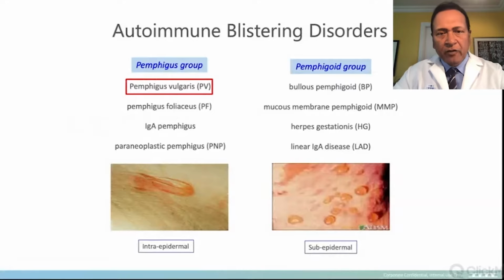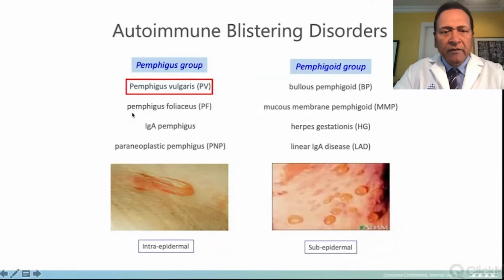So let's talk about the pemphigus diseases first. So pemphigus and pemphigoid fall under the umbrella of autoimmune blistering disorders. The main distinction between the pemphigus and pemphigoid groups is the level of the split or the blister. So in the pemphigus group, the blister, the split, is intraepidermal, within the epidermis, the top layer of the skin. And in the pemphigoid group, the split is just below the epidermal level, so subepidermal. And that leads to different clinical presentations, which we'll get into.